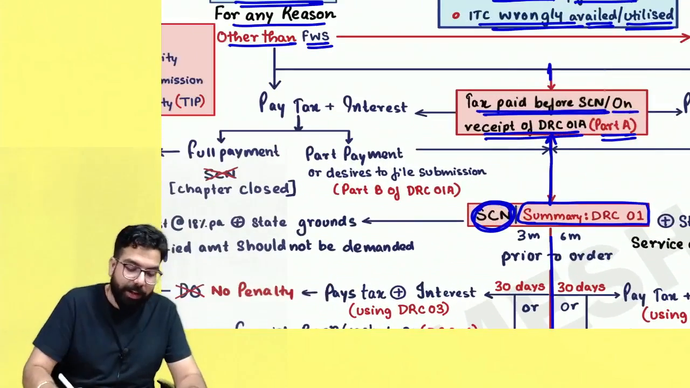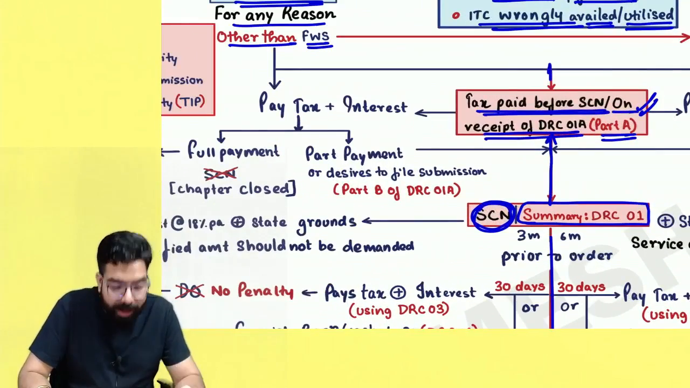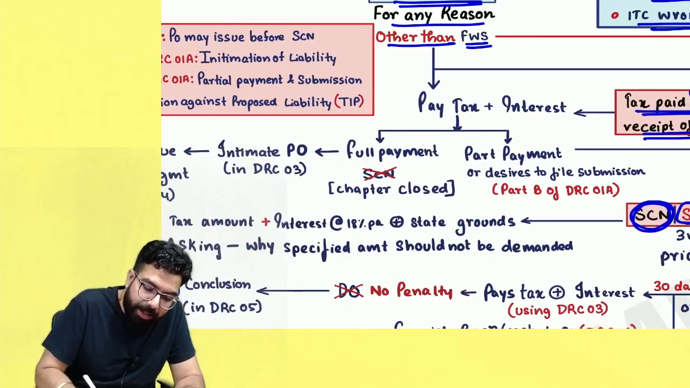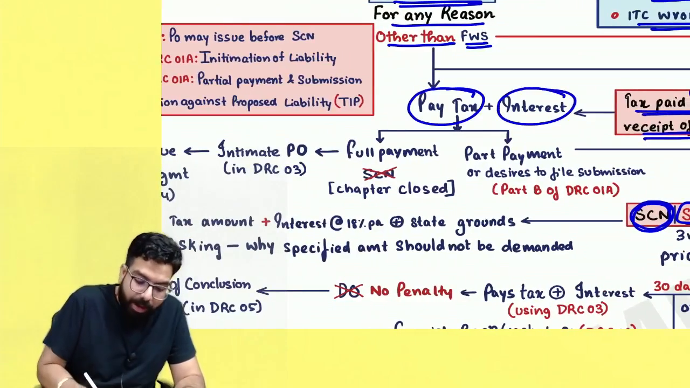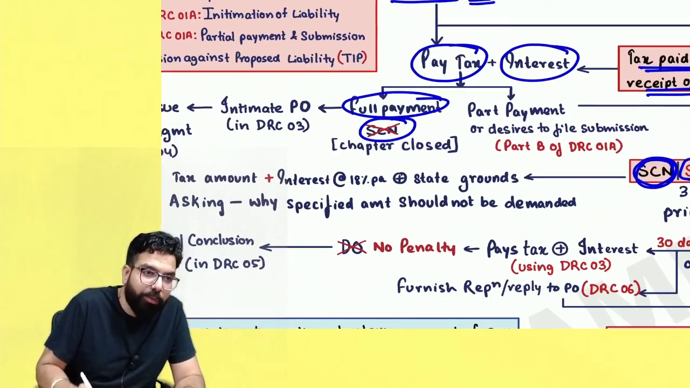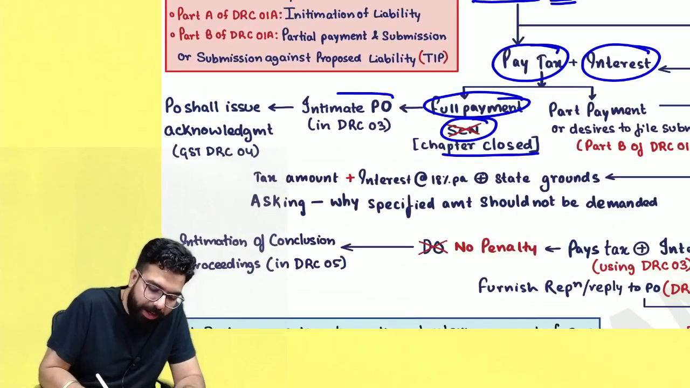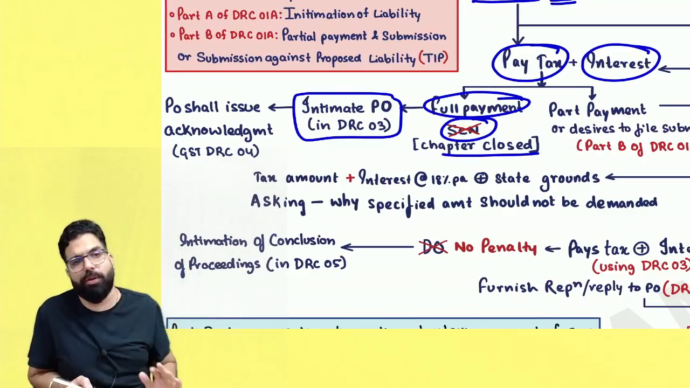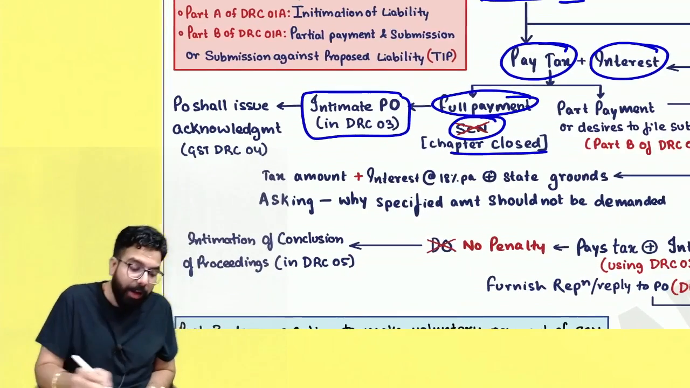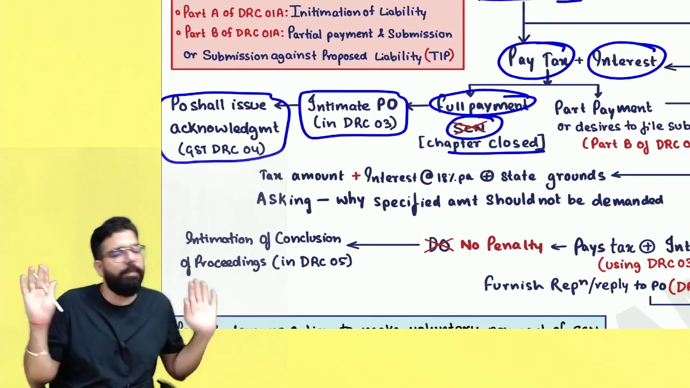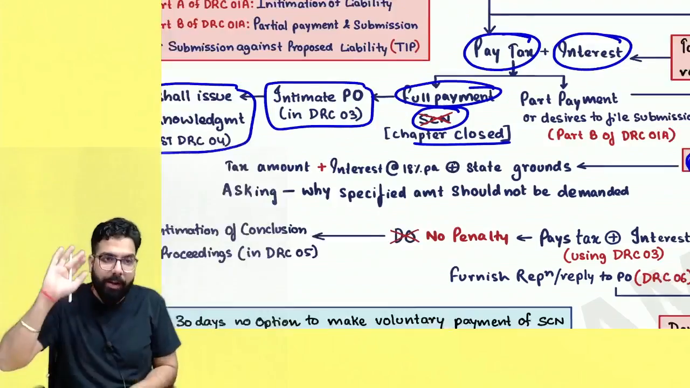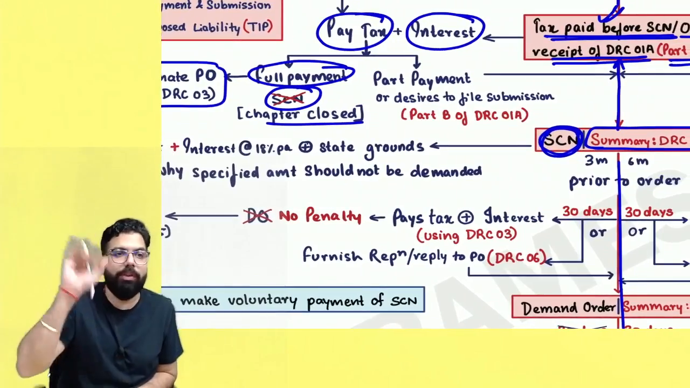So sir, either on the receipt of GST DRC 01A or on your own before issuance of show cause notice, if you pay the tax, if you pay the interest, full payment has been done, then show cause notice will not come, chapter gets closed. Just intimate the proper officer when you are making the payment. You will use GST DRC 03 and you will intimate the proper officer, and the proper officer will give an acknowledgement saying, okay, I have not initiated any proceeding, I will close the chapter over here.